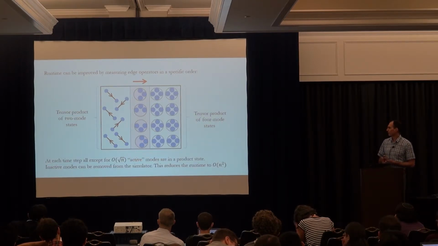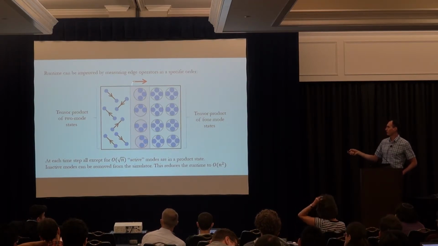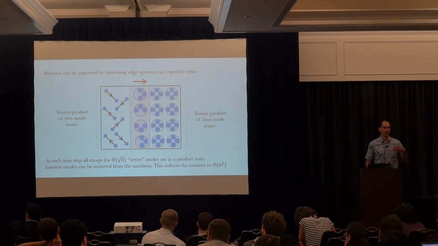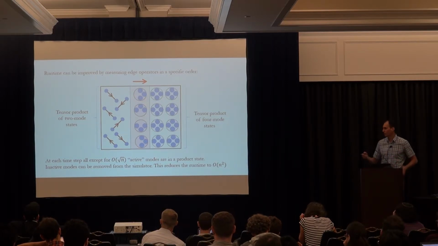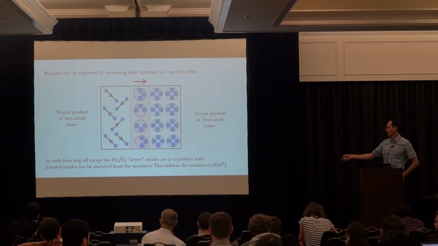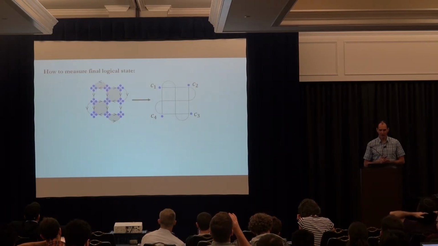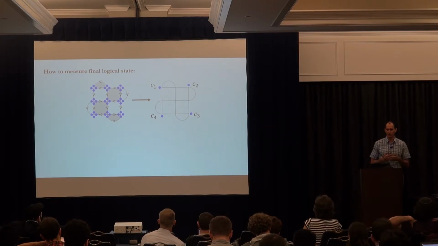In our simulation algorithm, we only need a covariance matrix to describe the state of this active zone. Because this zone has some constant thickness, we can improve the simulation runtime from n cubed to n squared. So this shows how to simulate syndrome measurements.